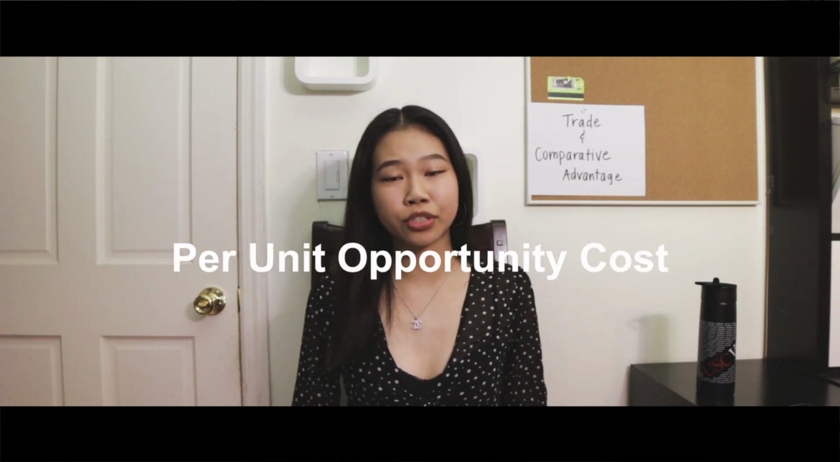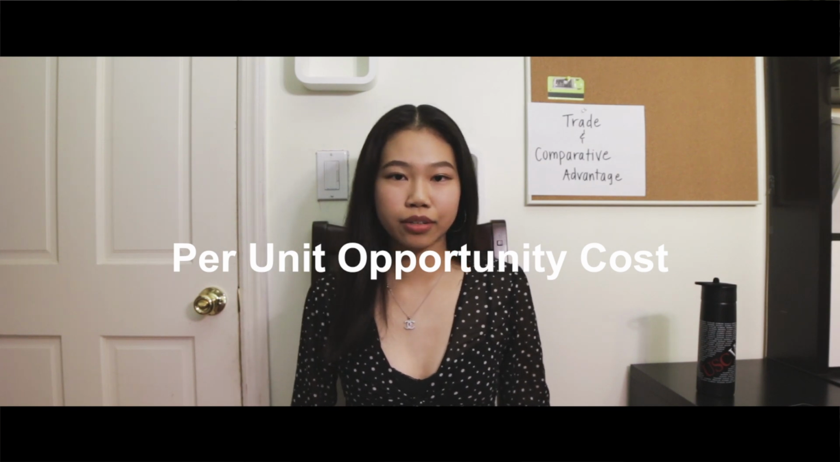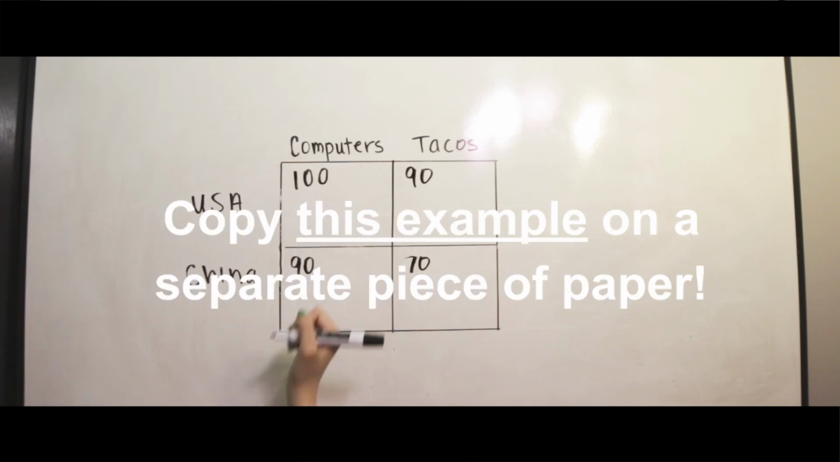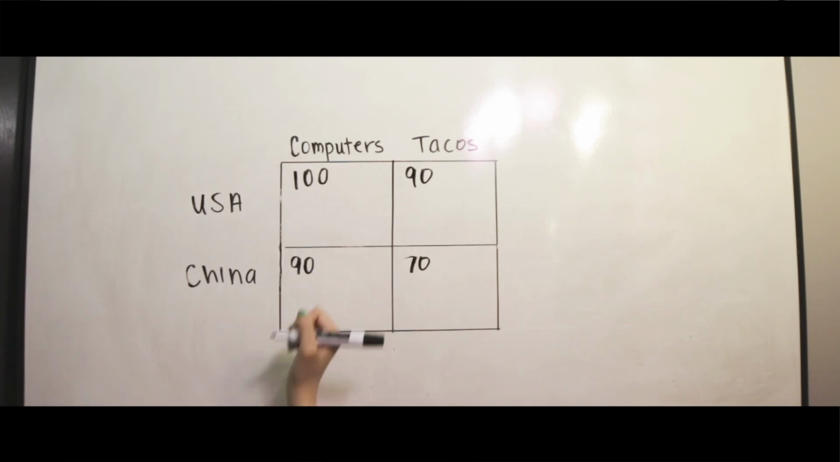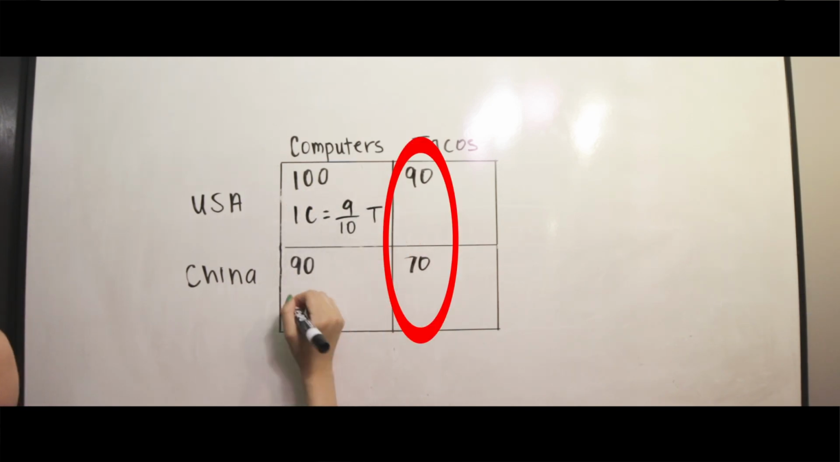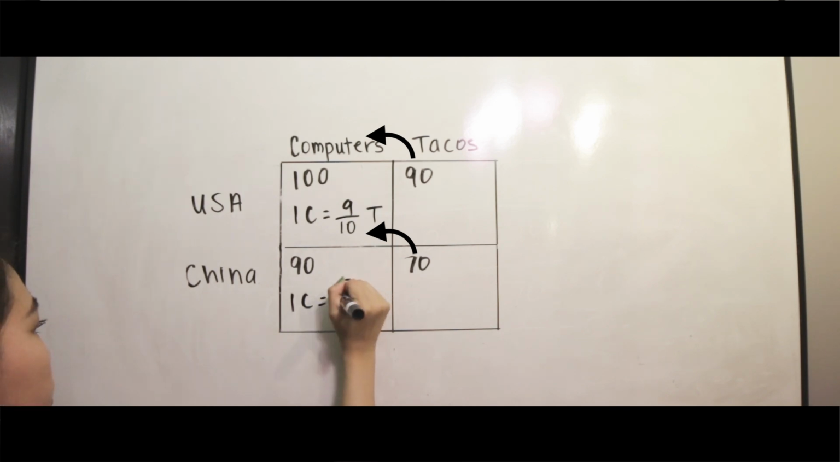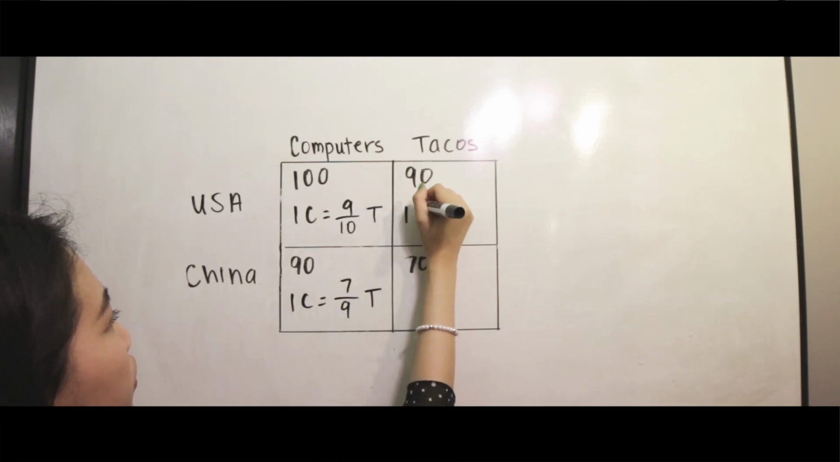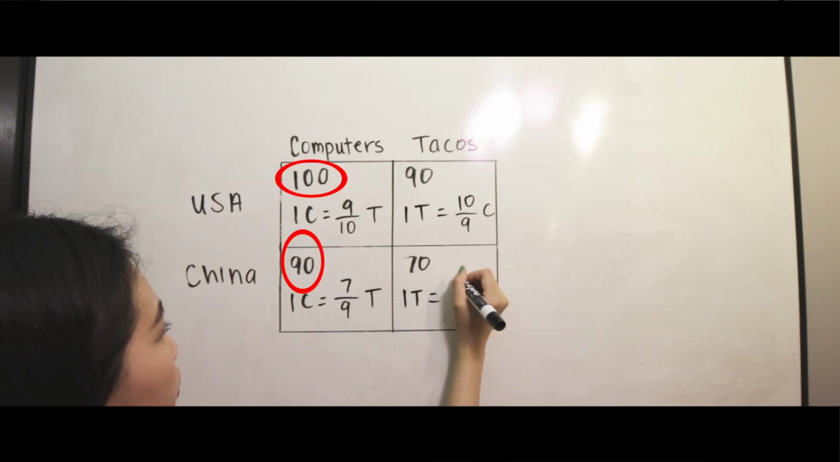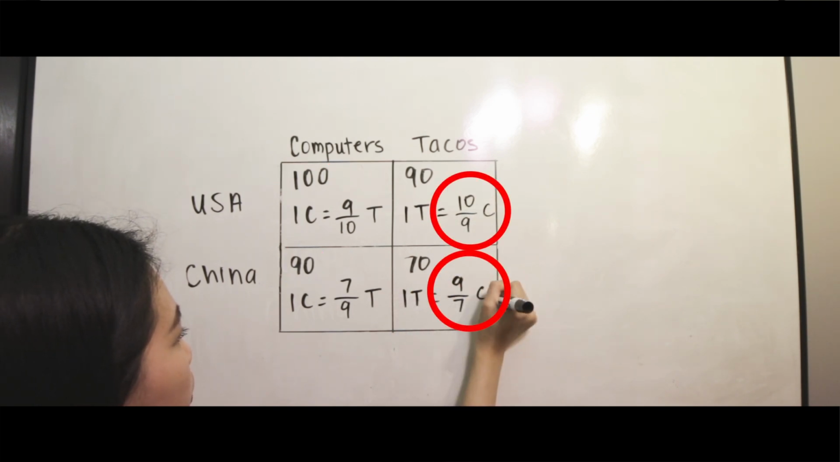In order to find absolute and comparative advantage in each situation, you find the per unit opportunity cost in respect to that good. In this example, we're looking at the production of computers and tacos in the United States and in China. When calculating the per unit cost, we look in respect to each country. Here we're putting the tacos over the computers to evaluate the opportunity cost. And in order to find the per unit cost for tacos, we take the number of computers and put it over the number of tacos.